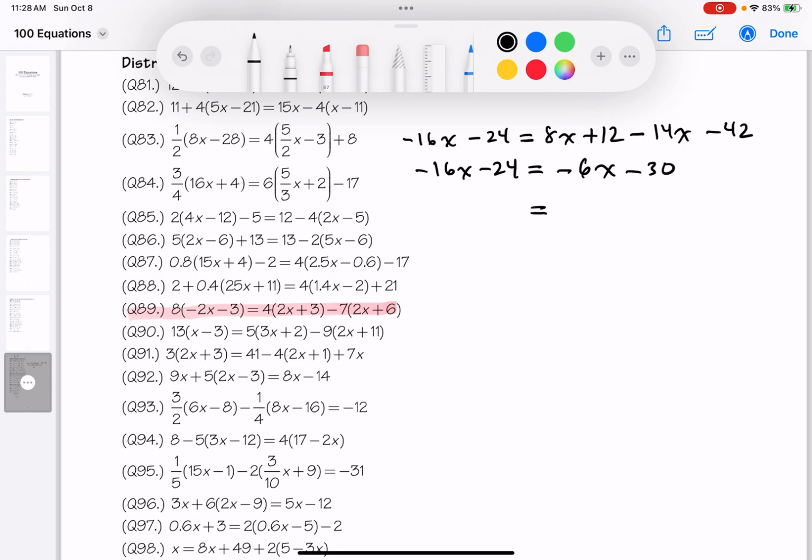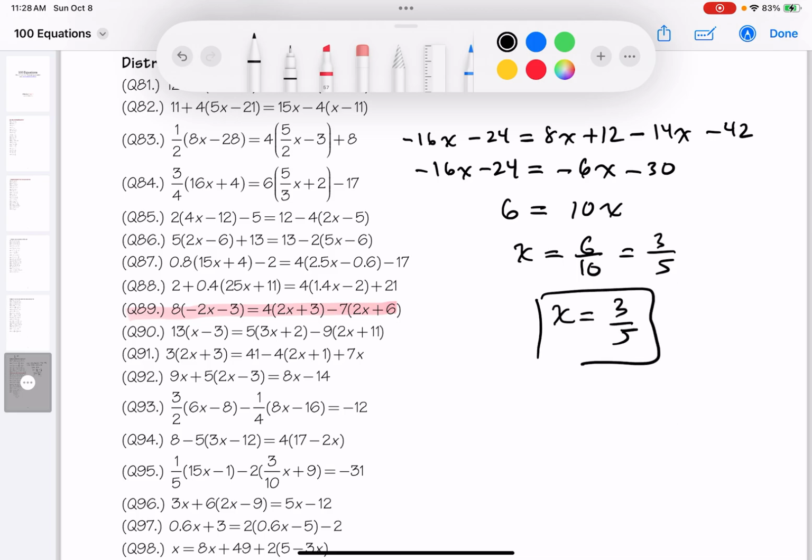I'm going to add 16x to both sides. You get 10x. And I'm going to add 30 to both sides, and you're going to get 6. So what's x going to be equal to? 6/10. And 6/10, same thing as 3/5. So I'm going to commit to 3/5 as an answer. And I think you probably know, I'm going to check it.